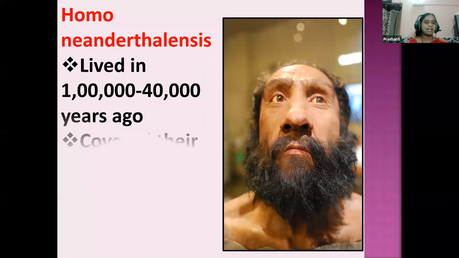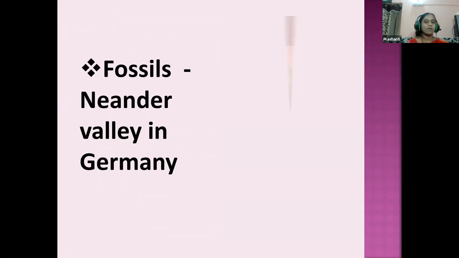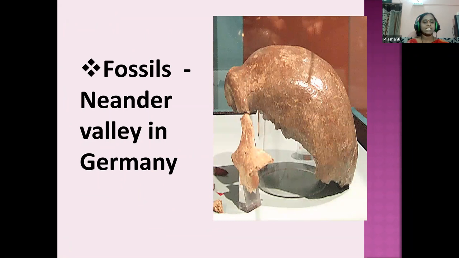And next comes Homo neanderthalensis. They lived 1 lakh to 40,000 years ago. They knew to cover their skin with cloth, with animal skin. They also buried the dead with flowers and tools, and they had an increasing cranial capacity of 1400 cc. The fossils have been traced out in the Neander Valley in Germany. Next comes the Homo sapiens.